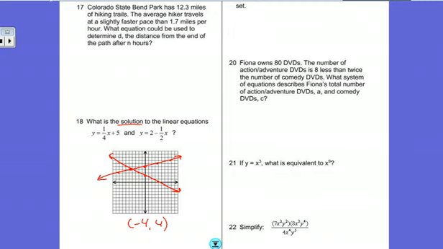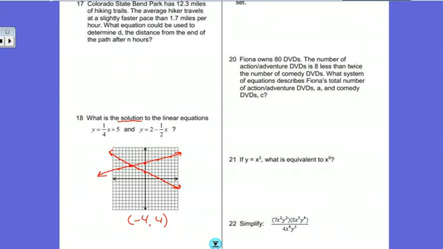For 20, you're just writing an equation just like one we've done before, so that's fine. 21 is a really tricky one. It's kind of a weird one. It says if y equals x to the third, what is equivalent to x to the ninth?